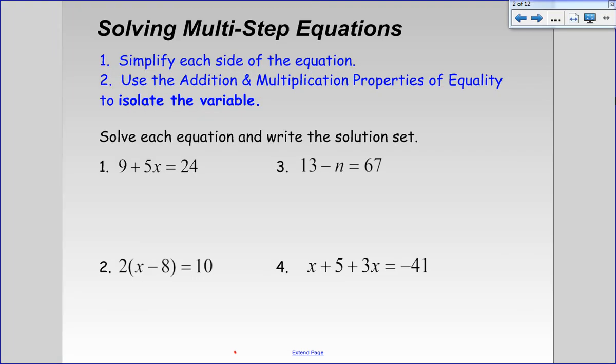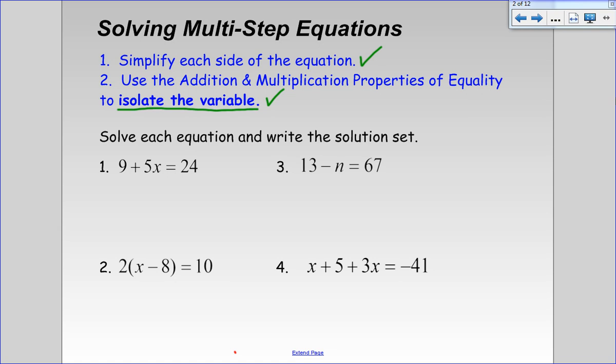In this lesson, we'll solve multi-step linear equations. To do this, you want to begin by simplifying each side of the equation as much as possible, by combining like terms on each side or distributing if possible. And then you'd want to isolate the variable as much as you can by using the addition and multiplication properties of equality. Let's begin by solving number 1.